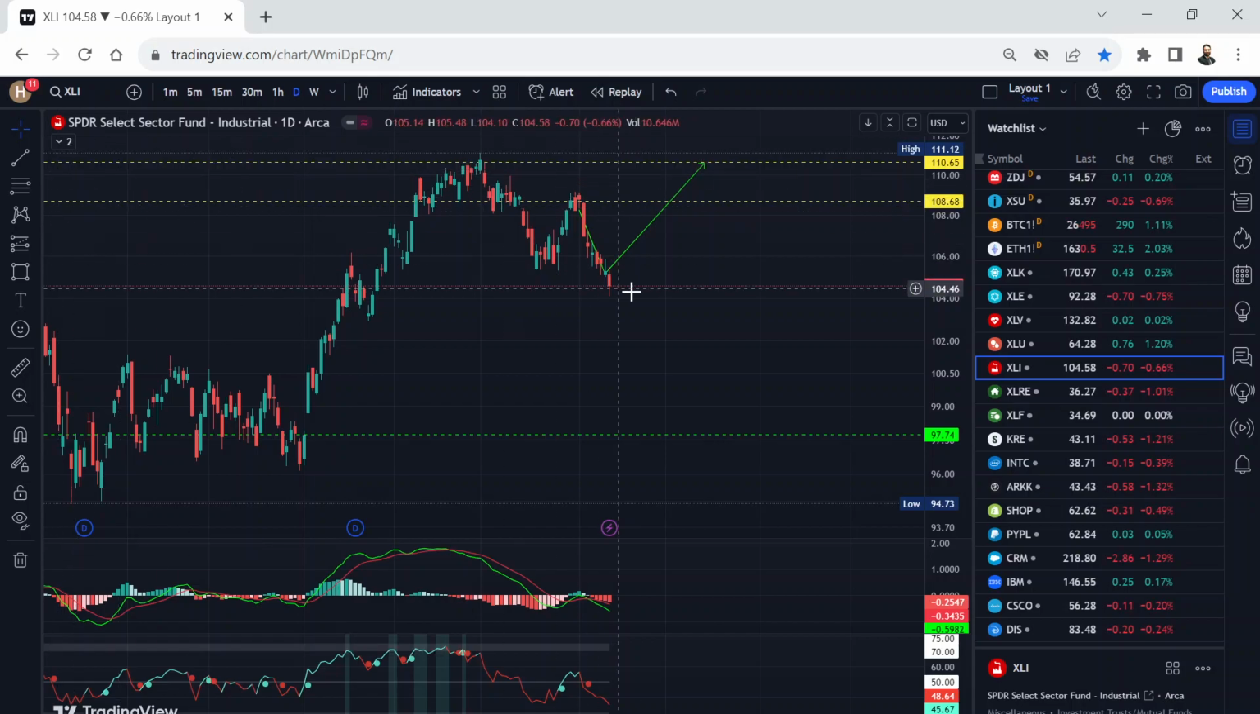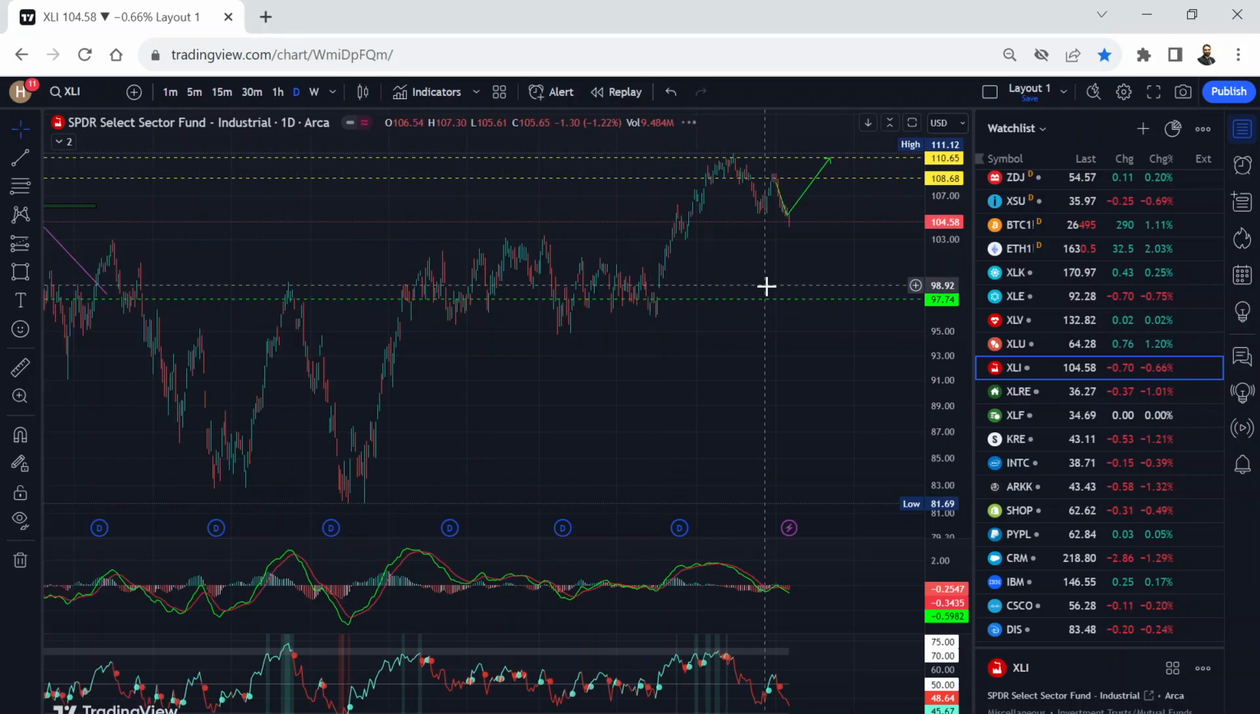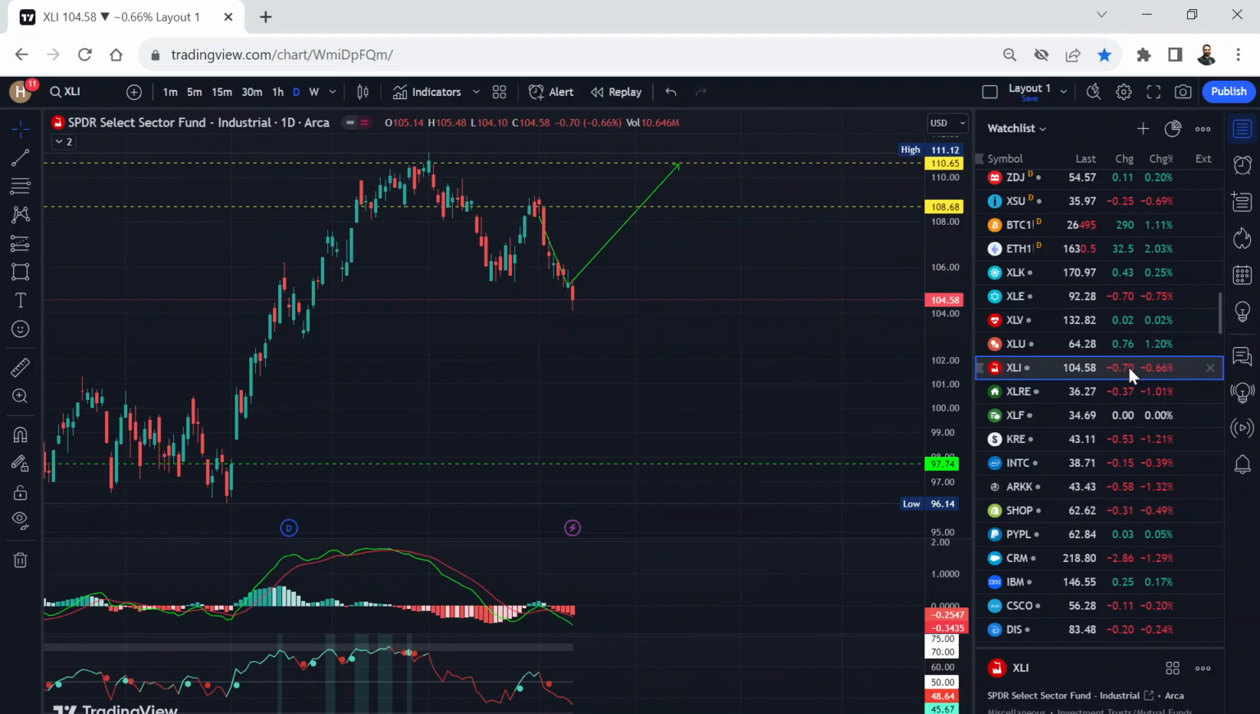And this is XLI Industrials. It was at one point almost 1.5% down, but it recovered nicely throughout the day. So I think there's a gap down, gap up. Let's see. I think the odds are in favor of going higher rather than lower.